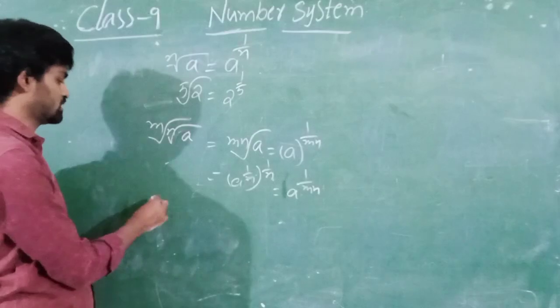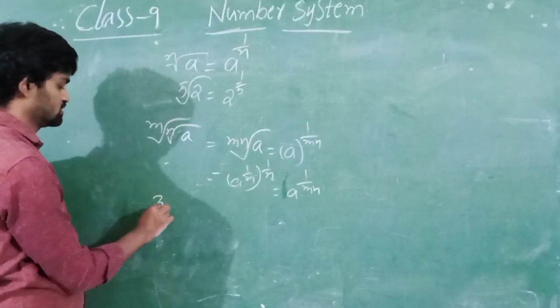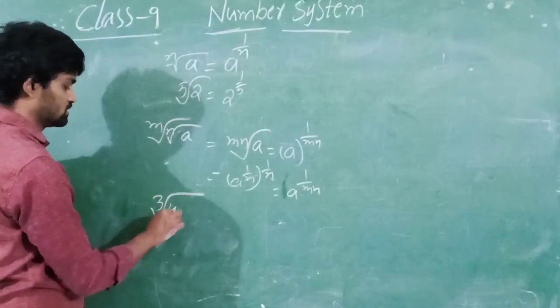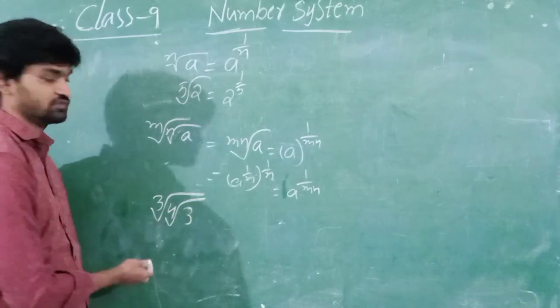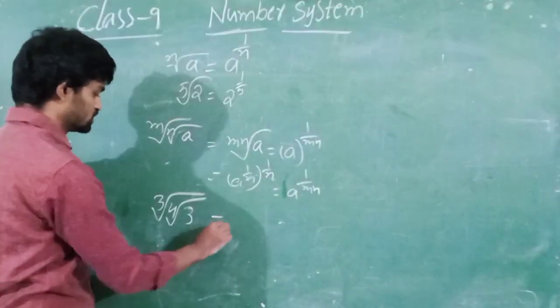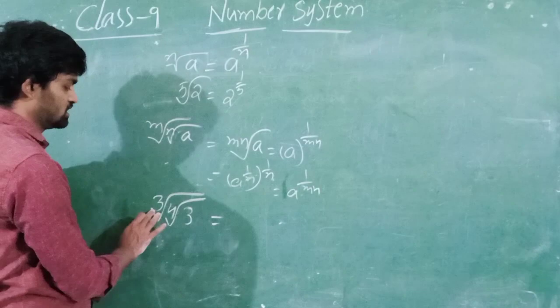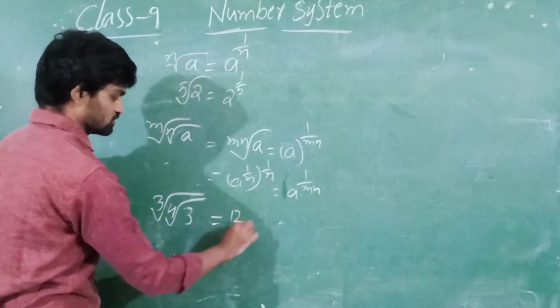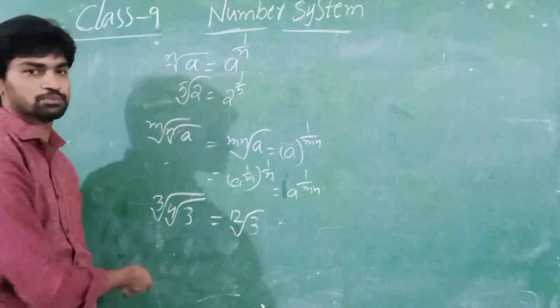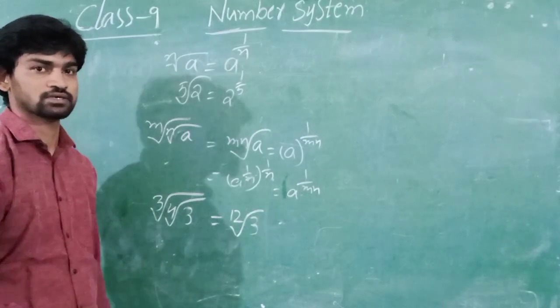So how to apply this: if a question is given to you, third root of the fourth root, 3 fours are 12, so the 12th root. This is the simplest way to write this.